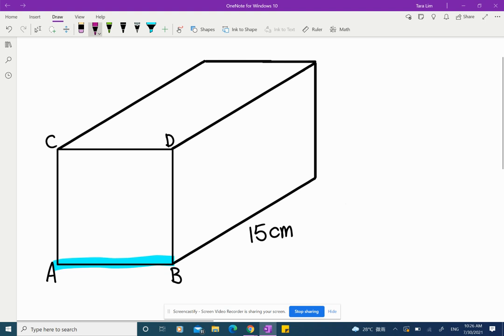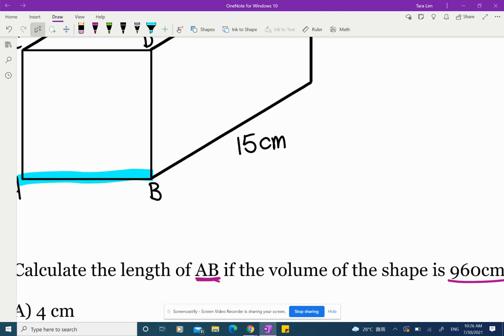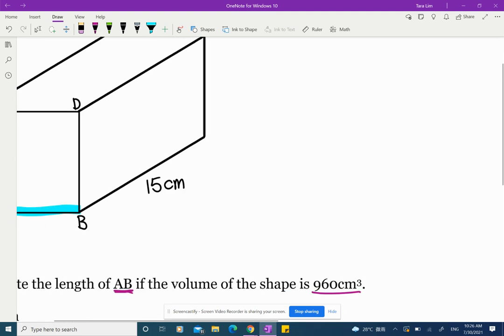So actually there are several ways to do it. First of all, the formula. I know a lot of you memorize the formula as base area times the height, or you call it the length, or some people just do length times width times height. Yes, it is correct, but if you don't understand it, you better not just memorize it.